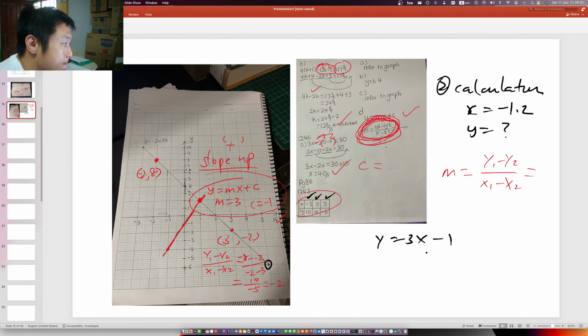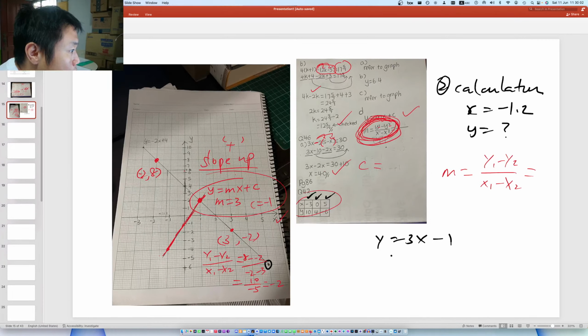3 times the number 1. You need to tell me the rationale why you use 1, why not 2? 3x, so 3 times 1, and then minus 1, equals 2. Oh, equals 2, yes. And then y equals 2.